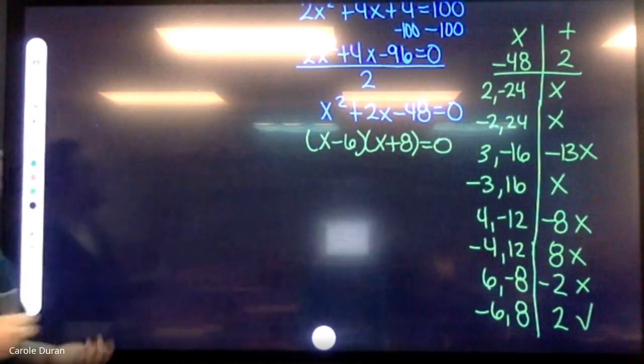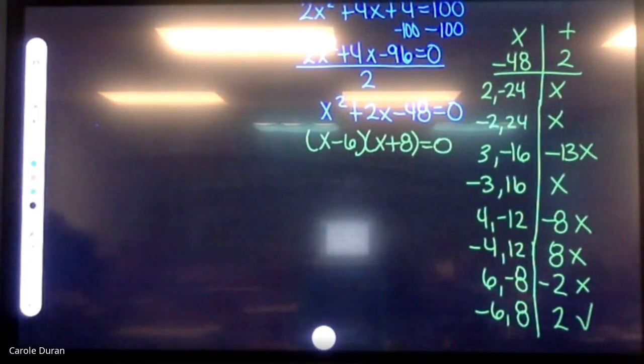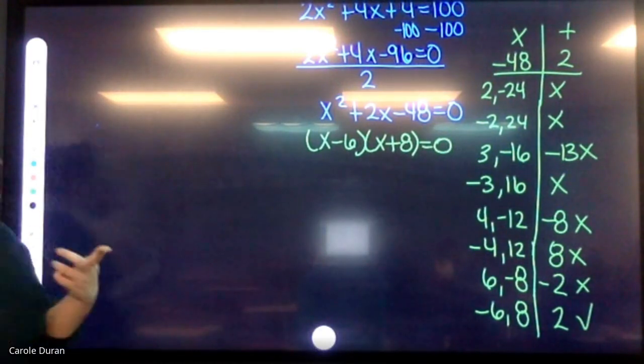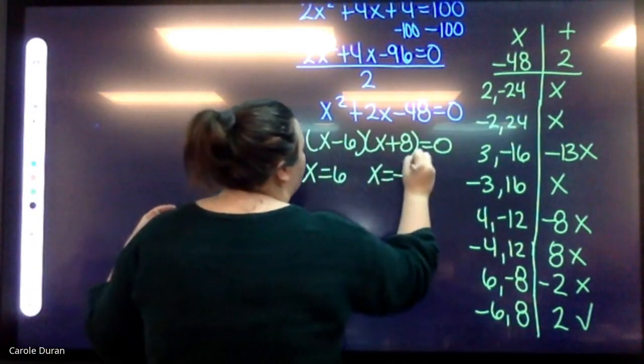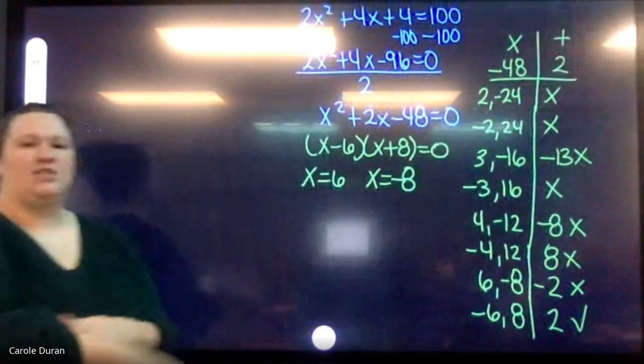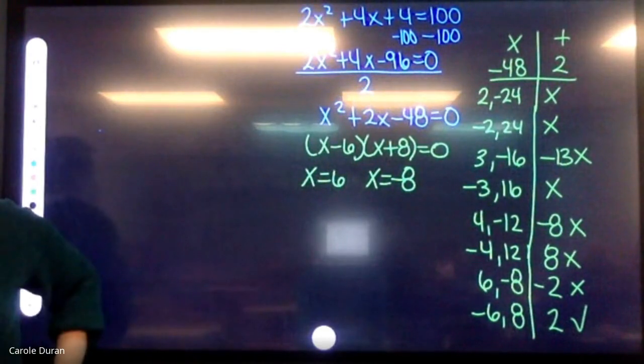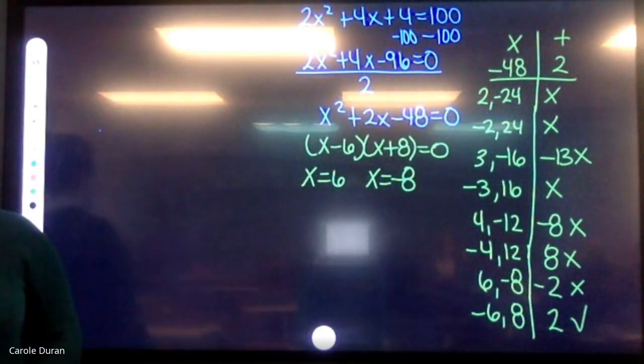Which means I set each of those equal to 0, and it allows me to solve for what x is equal to. When I do that, I get x is equal to 6 and x is equal to negative 8. Questions on that? We're okay with that. What am I then going to do with that 6 and negative 8?